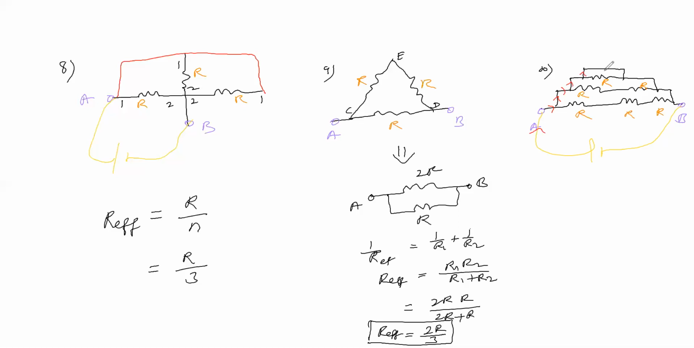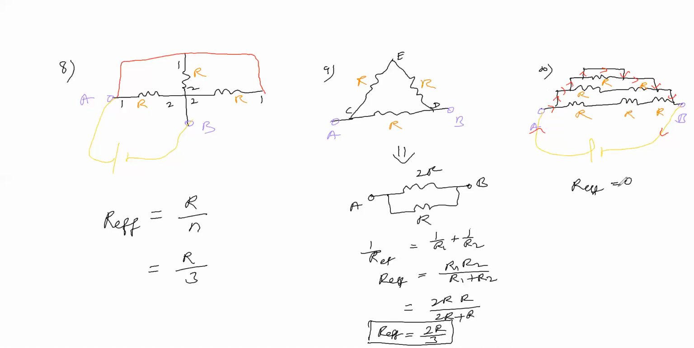Current is passing through no resistance. Since current is passing through no resistance, the resistors in this circuit are not required. So the effective resistance in this problem is equal to 0.